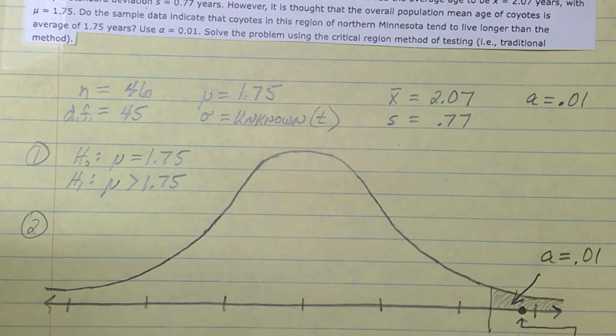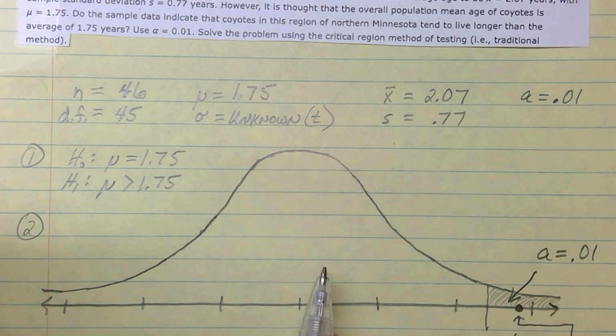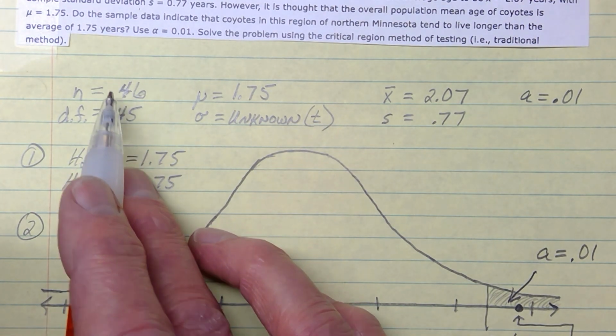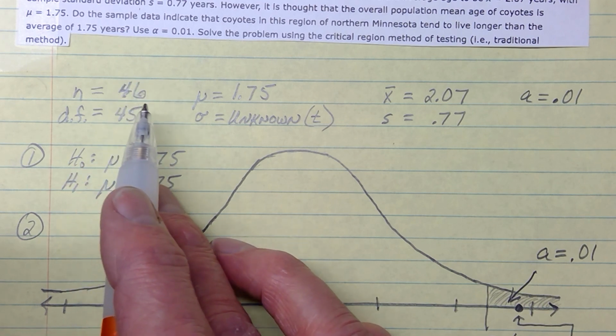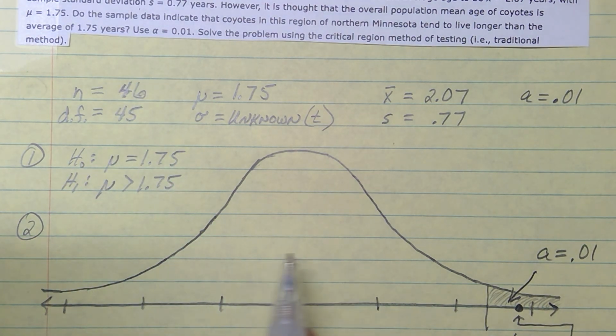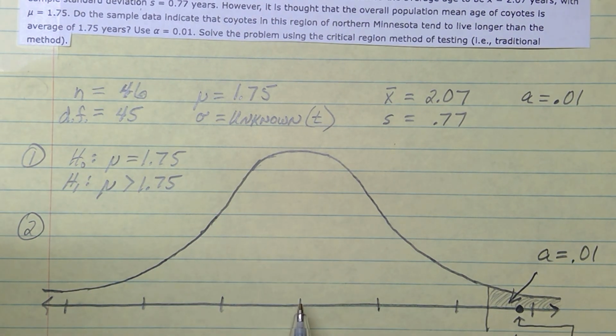All right, so next step is draw your curve. Remember this is a t distribution, and the t distribution is kind of wild. It can go 5 or 6 steps right or 5 or 6 steps left, but the more people or coyotes or whatever that we sample, the more normal the t distribution looks.